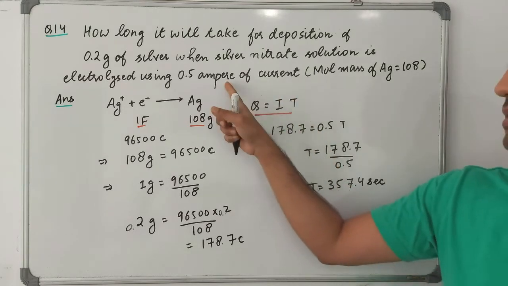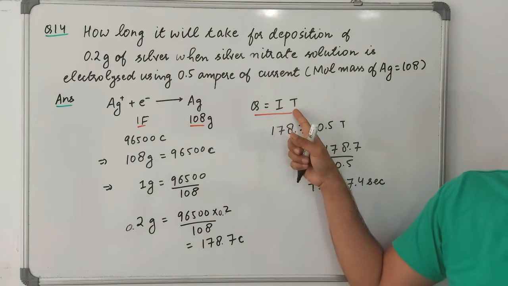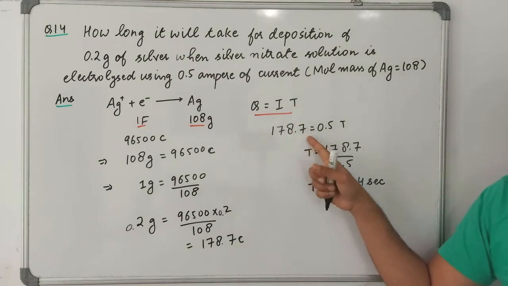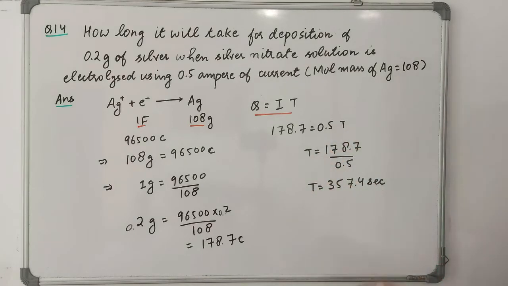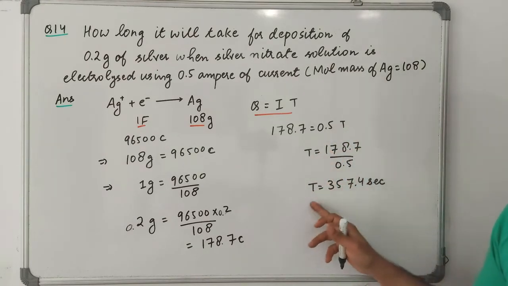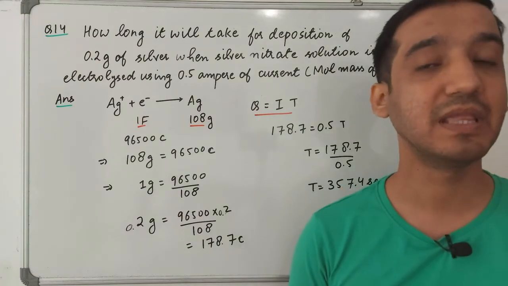Okay, now we know Q is equal to I into T, charge is equal to I T, where I is the current, T is the time. Current is already given, which is 0.5 ampere. Time you have to find. So 178.7 is equal to 0.5 into T. So T is equal to 178.7 divided by 0.5. So time will be equal to 357.4 seconds. So this will be the answer.